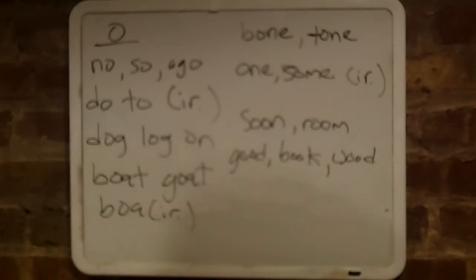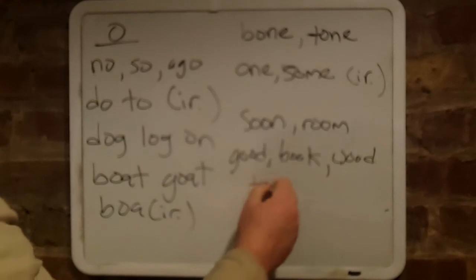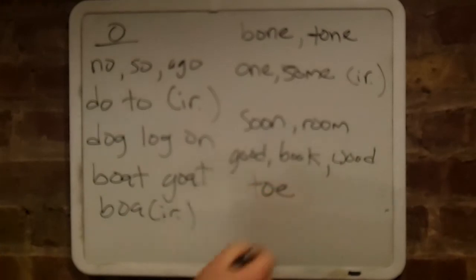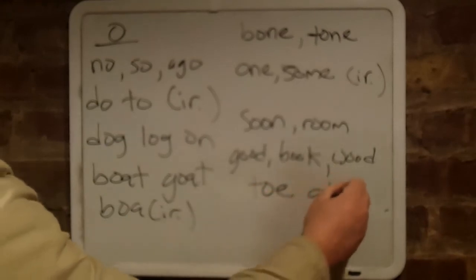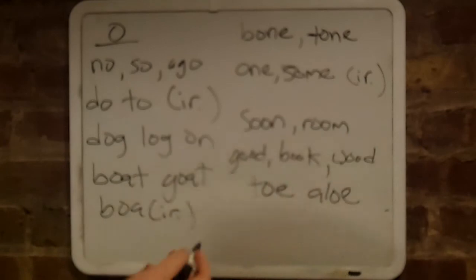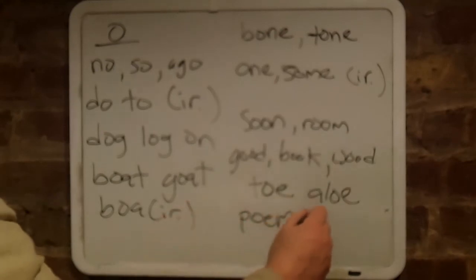OE usually sounds like O. So you see this in words like toe or aloe. There are a couple exceptions to this. Words like poem, where the vowels are pronounced separately, so that's an irregular one.